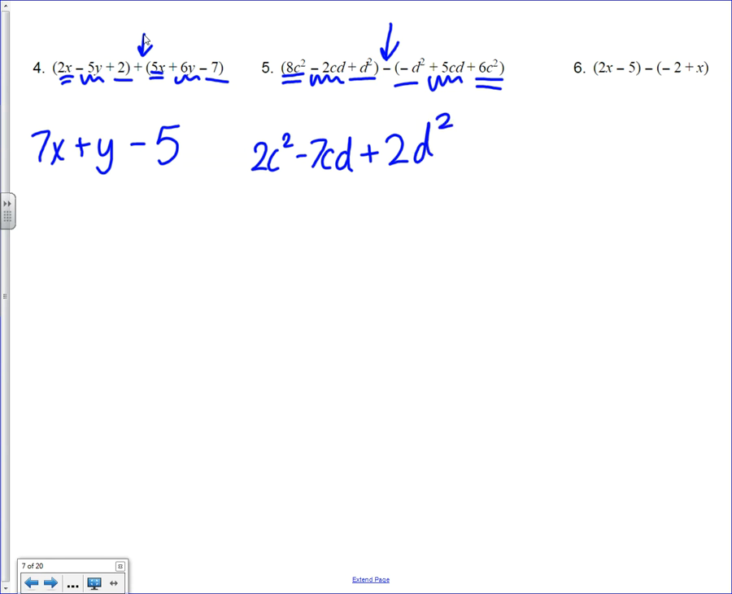Calculators, golden ticket. Calculators are the golden ticket. Well, as long as you get it right in your head, I'm okay with it.